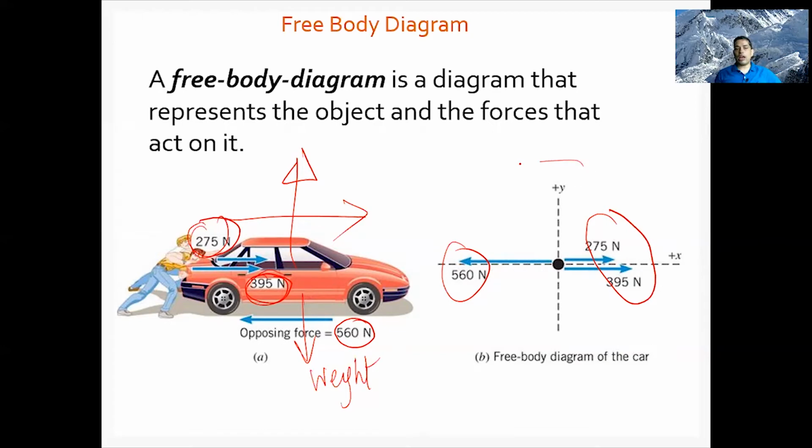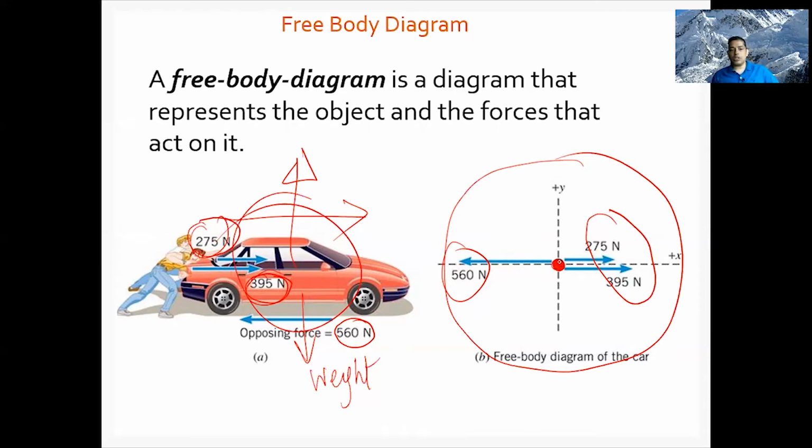Now this is free body diagram. Look at that. This is free body diagram, and this is just a point, which is the representation of the car. This is how physicists represent an object. Any object is just represented by a point. That's cool. All right. What is the net force then? Net force.